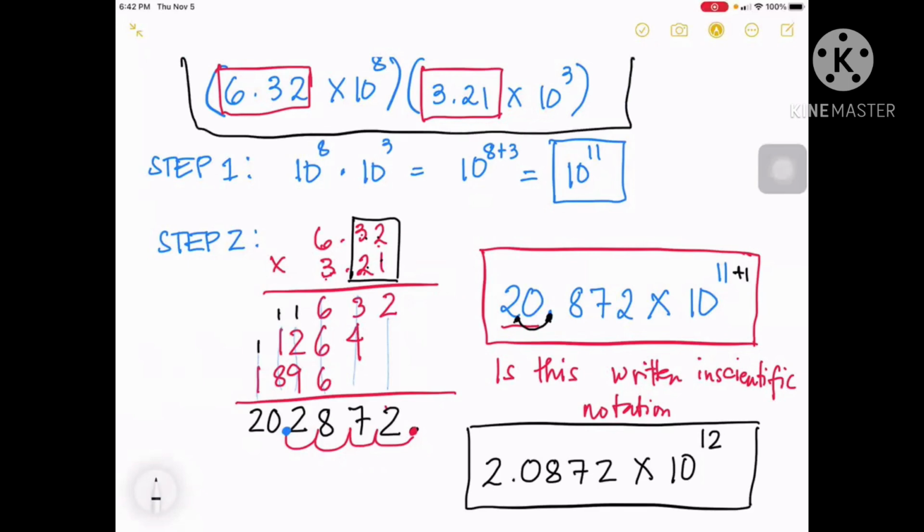I hope you enjoyed and learned a lot on how to find the product of numbers in scientific notation.